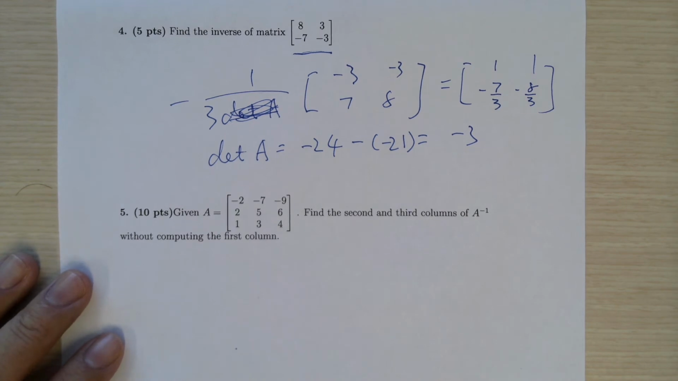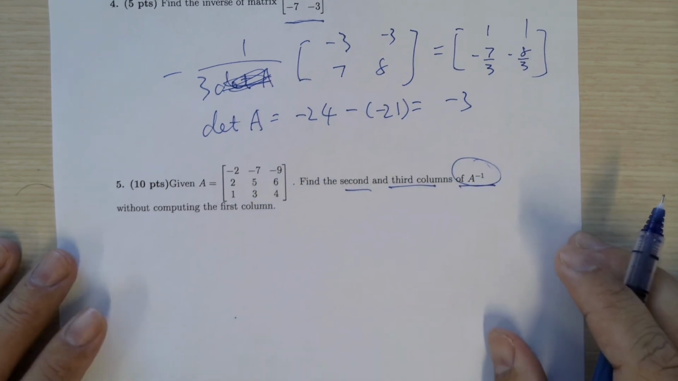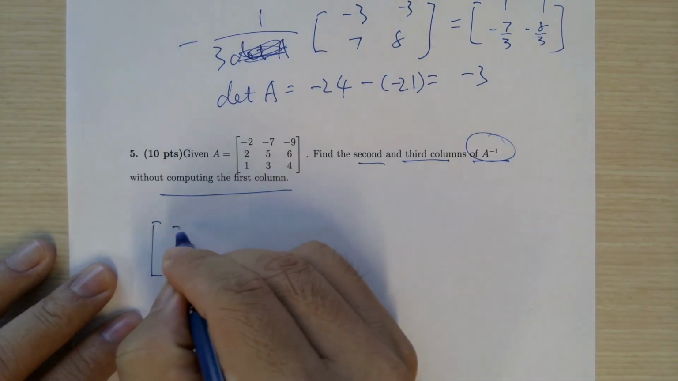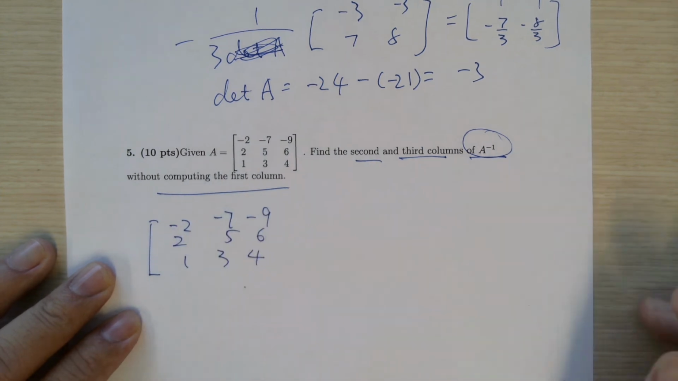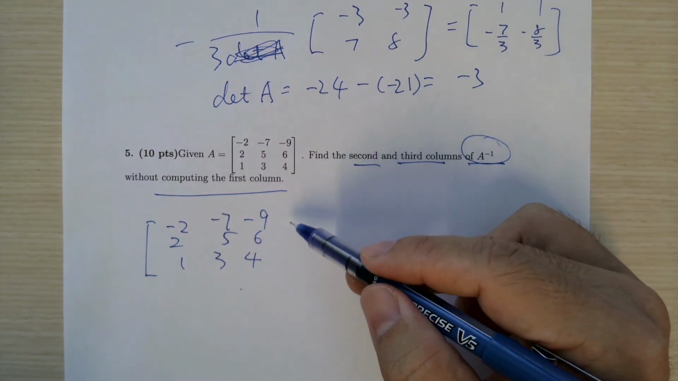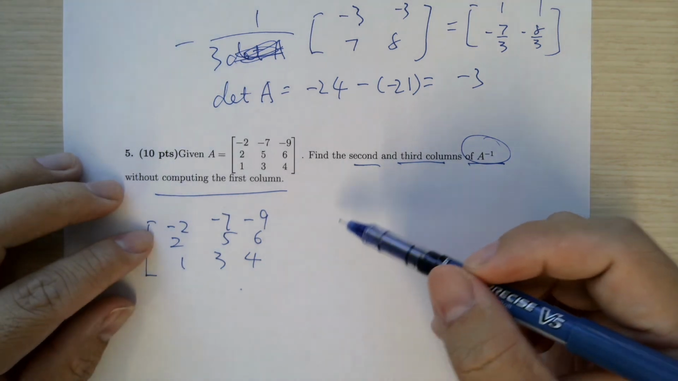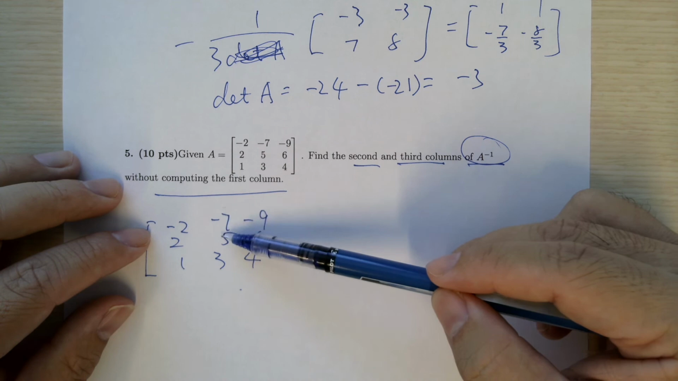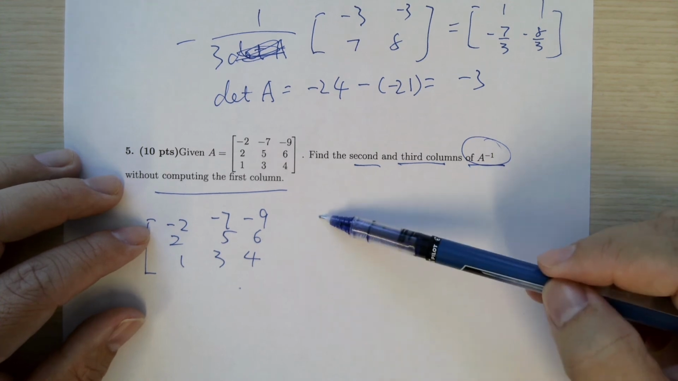And so the last one: given this, find the second and third column of this A inverse without computing the first column. So for this one here, -2, -7, -9, 2, 5, 6, 1, 3, 6. You see, when we're trying to find its inverse, we kind of stacked the 3 by 3 identity matrix. But keep in mind that the row operation that we perform such that we make this part into the identity is going to be exactly the same thing for the corresponding column here.